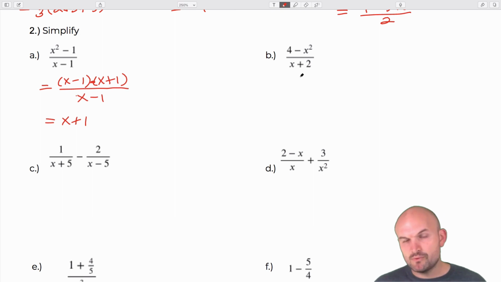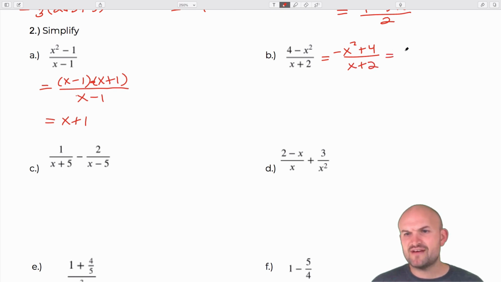In this next case, we want to make sure when we are factoring, this is for trinomials or binomials, to make sure you just have things written in your standard form. So for instance, I like to write this as negative 4x plus 4 divided by x plus 2. And then you can just factor out the negative to get x squared minus 4 all over x plus 2.